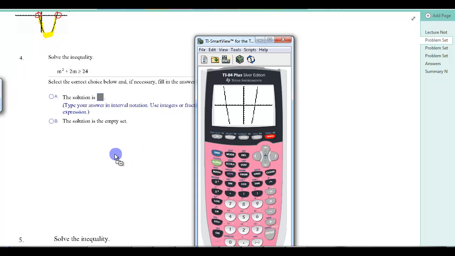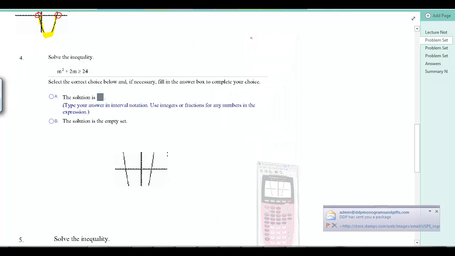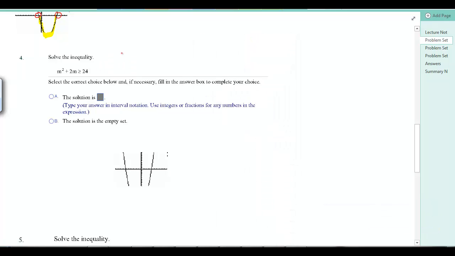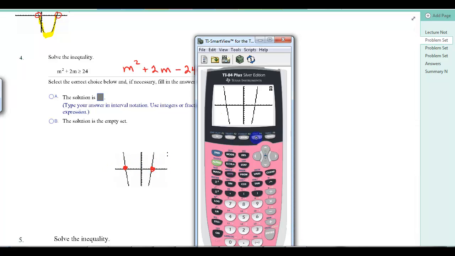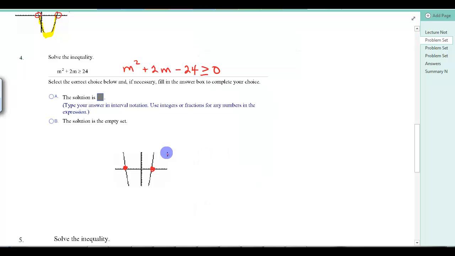All right, let me put this here. Okay, so remember that you moved that over and you had m squared plus 2m minus 24 greater than or equal to 0. All right, so we know that because it's greater than or equal, we got closed circles, and we need to find these two values. So when we go up here, second calc 5, 1, 2, 3, just first one it'll pop 2. So that's x equals 4. All right, x equals 4 over here.